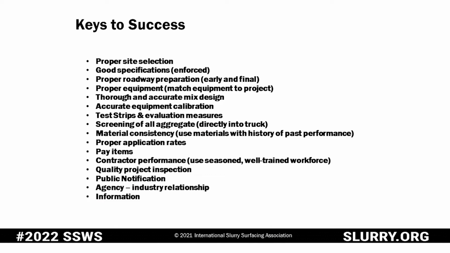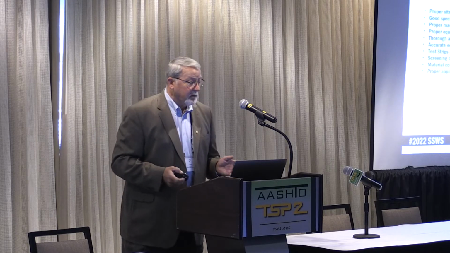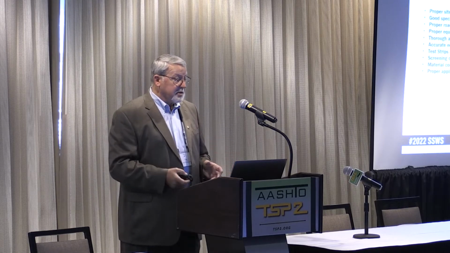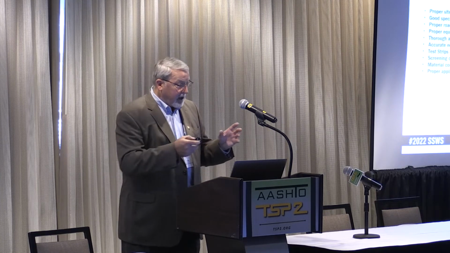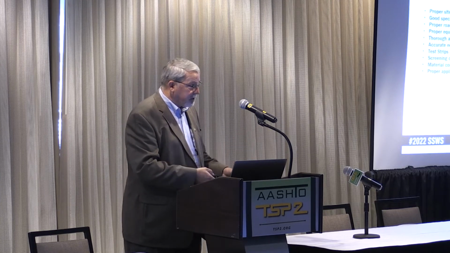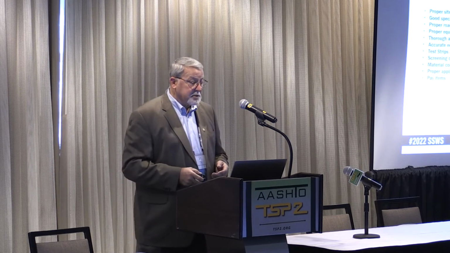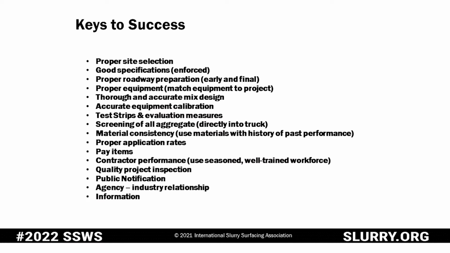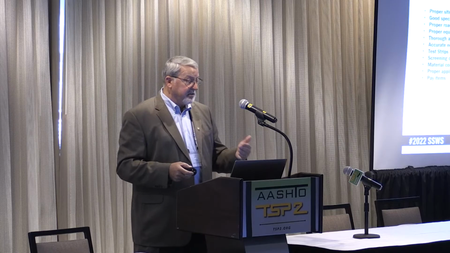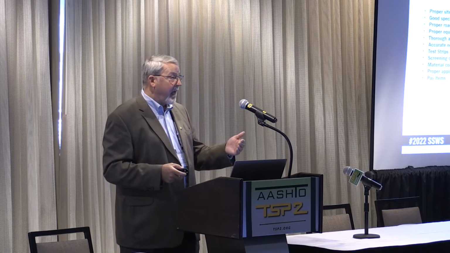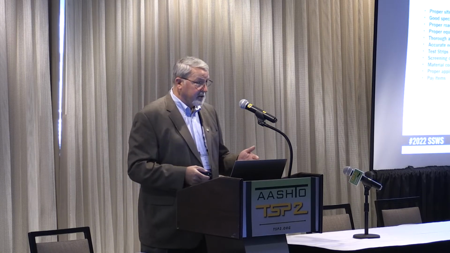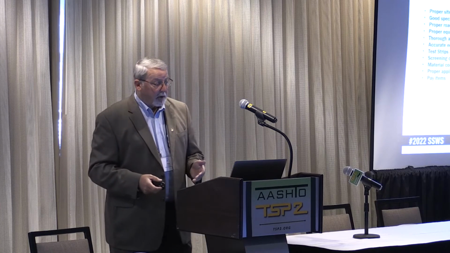Material consistency, try to use stuff with a history of past performance, but don't give up on new sources. Proper application rates, do your due diligence, do your research, find out what type 2 application rates have a history of past performance, what type 3, and incorporate those into your plans. Pay items, pay for it as you see fit, but know that if in a highly competitive situation paid by the square yard, contractors can and will run on the lower end of the design to increase that profit margin.